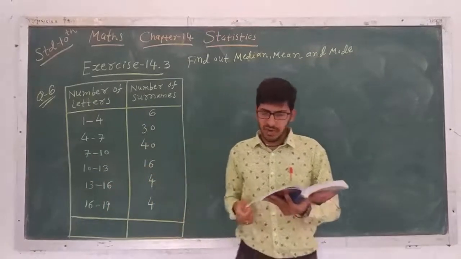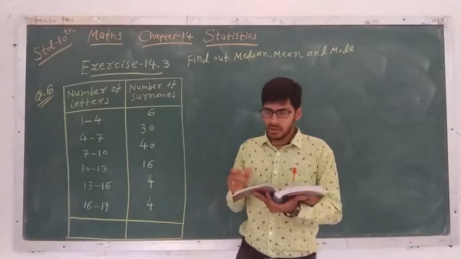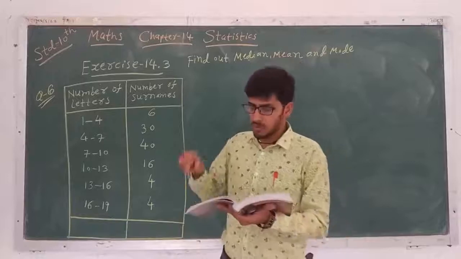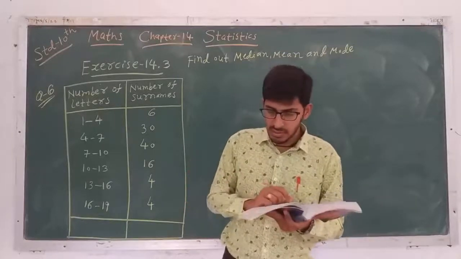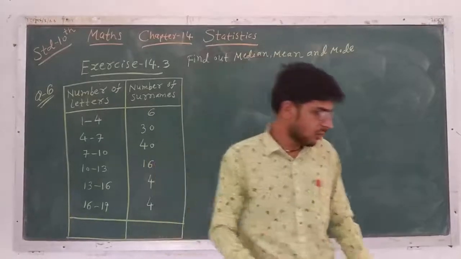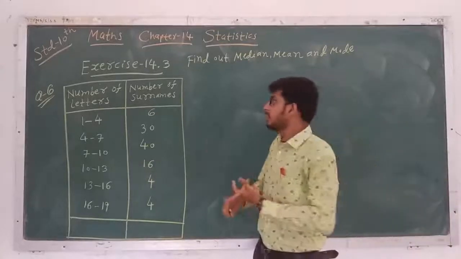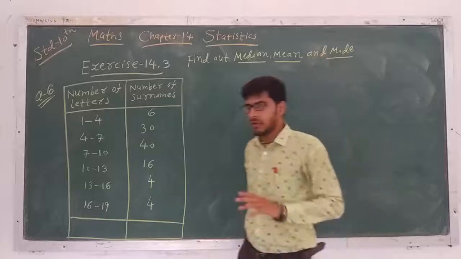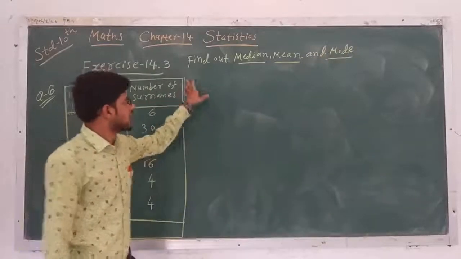Determine the median number of letters in the surnames. So we have to find out the median. Find the mean number of letters in the surname. So we have to find out the mean. Also find the modal size of the surname. So we have to find out all of these things: mean, median, and mode. So first of all, you have to find out the median. So start from the median.